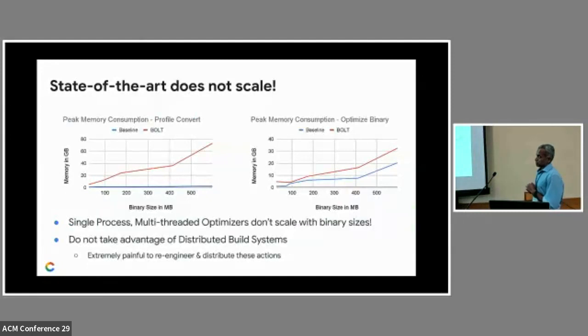So what about the post-link optimizers? We evaluated Bolt on these distributed build systems, and these graphs show the memory requirements for Bolt to build some of our applications, in two separate build actions. The blue line is the baseline, and the red line is the one used by Bolt. As the binary sizes increase, and the binary sizes are large, think half a gig, Bolt's memory requirements become intractable. So the learning from our evaluation of Bolt is that single process, multi-threaded designs of optimizers simply don't scale with these large binary sizes. They are not able to take advantage of distributed build systems, and it is extremely difficult to re-engineer these tools to actually distribute these actions.